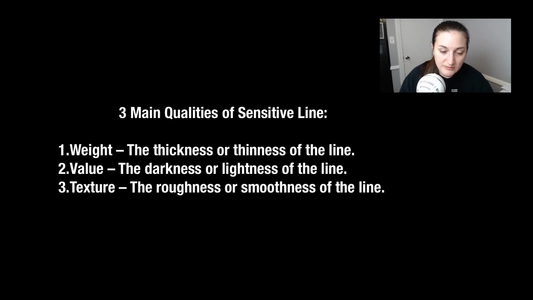So, three main qualities of line. We're talking a lot about drawing lines sensitively, so being very intentional with the line that you're drawing. How are we intentional with it? What are the different qualities of it? We have weight, which is the thickness or thinness of the line. We have value, which is the darkness or lightness of the line. And we have texture, which is the roughness or smoothness of the line.